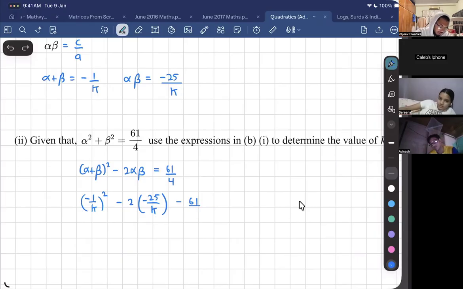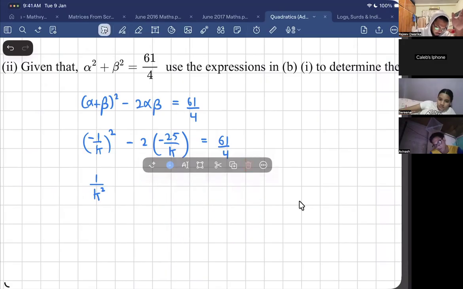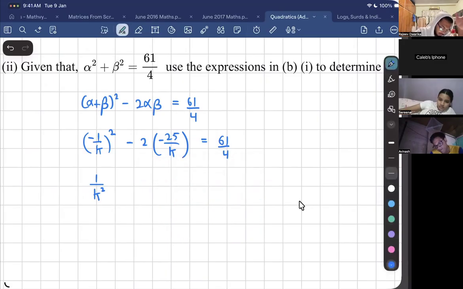Actually, I'll do the exact same way we did the last question. I don't want to confuse Ali. Leave the 61 over 4 here. In the next part, minus 1 over k, squared, is what? That'll be 1 over k squared, because it's minus 1 over k multiplied by minus 1 over k. Negative by negative is a plus. 1 by 1 is 1. K by k is k squared. Minus 2 by minus 25 is plus 50, plus 50 all over k.